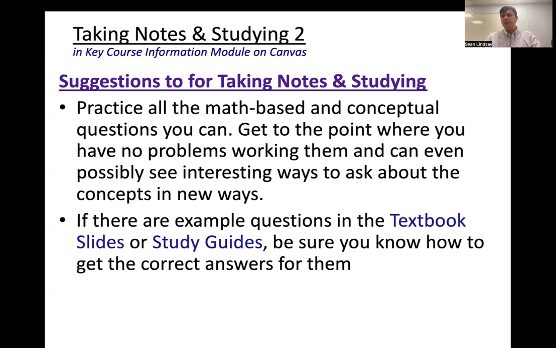Also, if there are example questions in the textbook slides or study guide, be sure that you know them and know how to get the correct answer. If I have an example, especially in a study guide, then it's probably there for a reason. So whenever I have examples, make sure you get those.